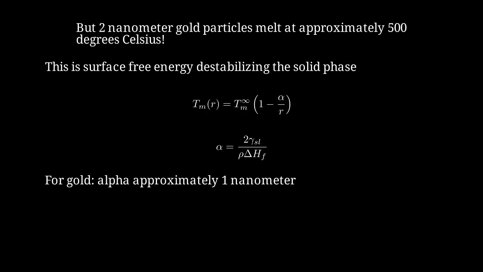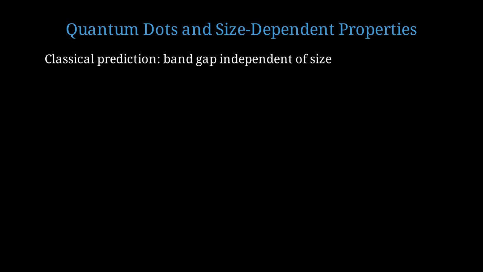which is why we see such dramatic melting point changes at the 2 nanometer scale. The surface dominance paradox also manifests in quantum dots, semiconductor nanoparticles with size-dependent optical properties. Classically, we'd expect the electronic band gap to be an intrinsic bulk property, independent of particle size.